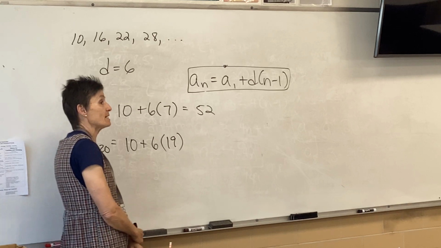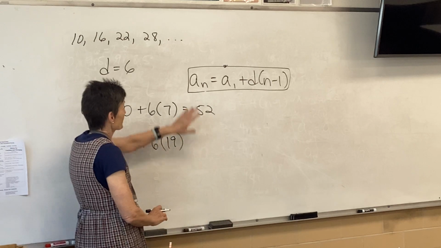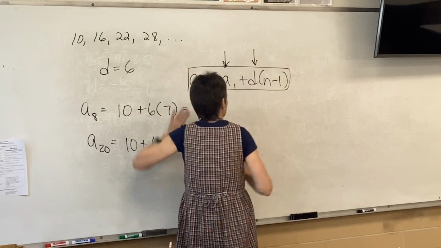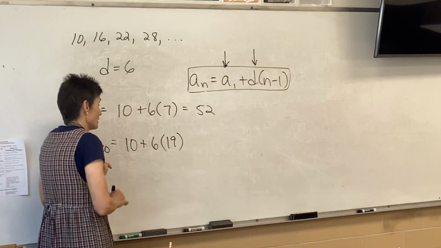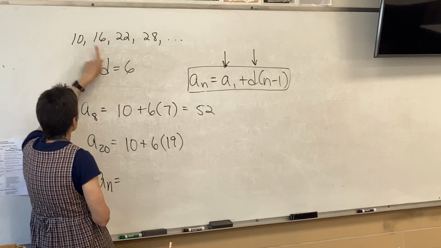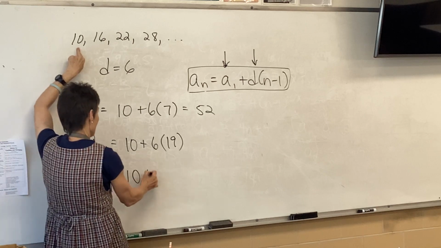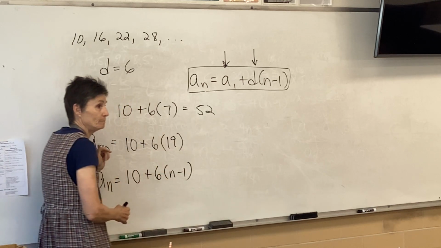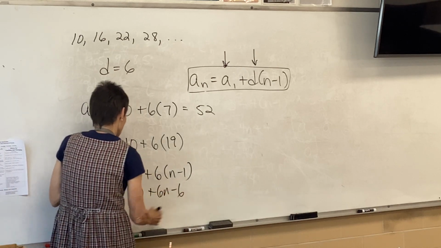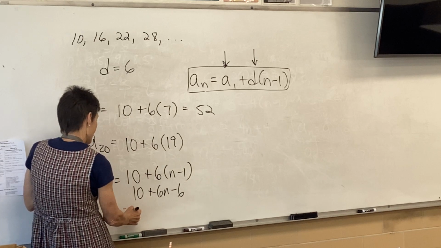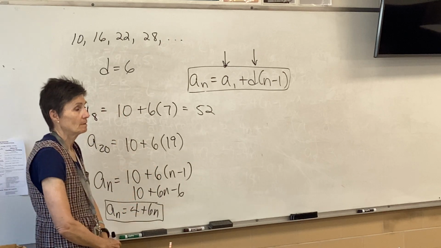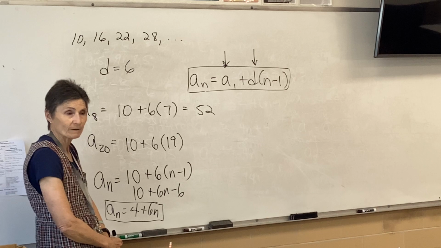All right, and now we need the explicit rule. So we go back to here, and we plug in this number and this number. That's all we plug in. So if we did that, a sub n will equal what? 10 plus 6 times n minus 1? So that's 10 plus 6n minus 6. Did anybody get 4 plus 6n as your explicit formula? Perfect.